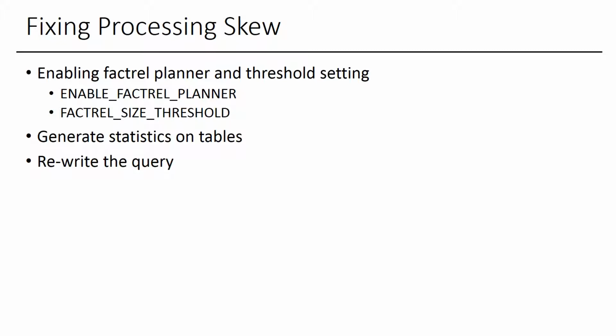Here is a list of things that can help you to fix processing skew issues. Force the optimizer to broadcast the smaller of the 2 tables rather than redistribute the bigger table and cause possible skew. There are 2 optimizer parameters, enable factrel planner and factrel threshold size, that can help you to prevent a broadcast of fact data. Bad statistics can influence the optimizer to make a wrong decision that can cause processing skew. You should run full statistics on tables that are involved in joins.